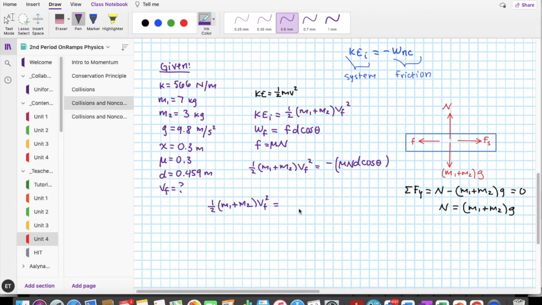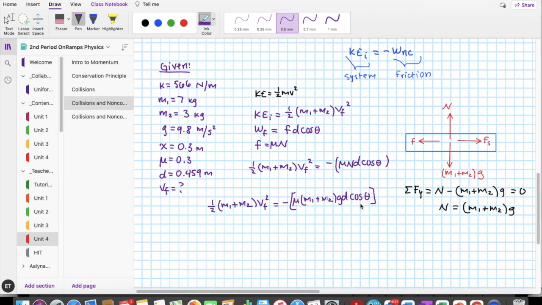And that is equal to negative, and then we have, I'm going to need brackets, coefficient of friction times the normal. I know this is the normal. That is m1 plus m2 times acceleration due to gravity, times the distance, times the cosine of theta. The next thing we have to do is talk about theta.